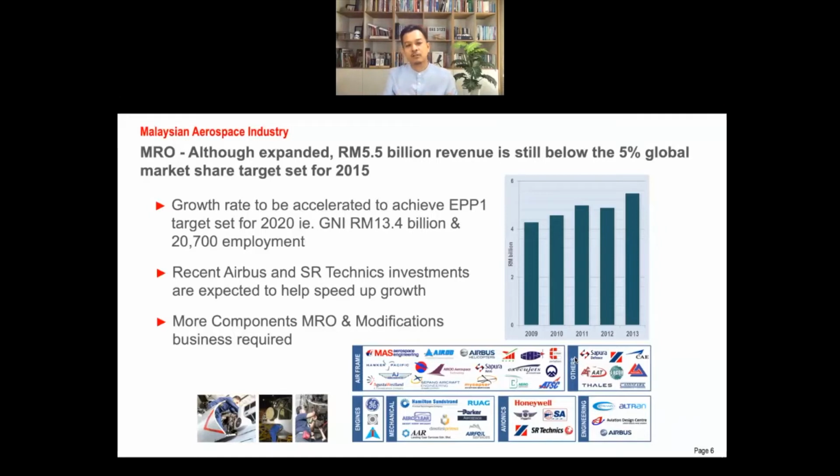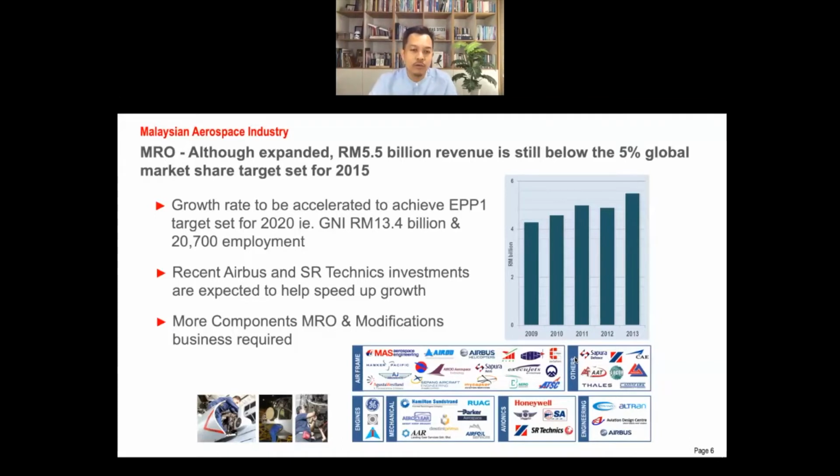But through the first National Aerospace Blueprint, we already set a target that by 2015, the MRO subsector should reach 5% of global market share. Unfortunately, even though we have that 5% target, we, meaning the Malaysian aerospace industry, I think the value is around 3.2% of global market share. It is not even reaching 5%.